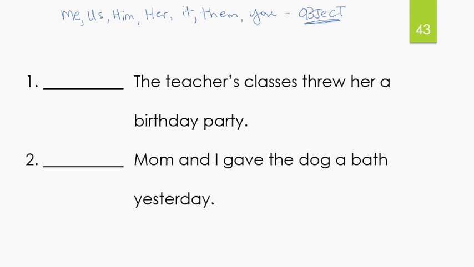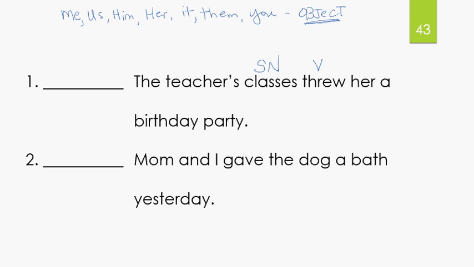Okay, so let's look for prepositions first. Do you see any? There are none in this sentence. Okay, so let's start with the first question of the question answer flow. Who threw her a party? The classes threw her a party. This teacher must have a lot of classes. Okay, what is being said about classes? They threw. Okay, verb.